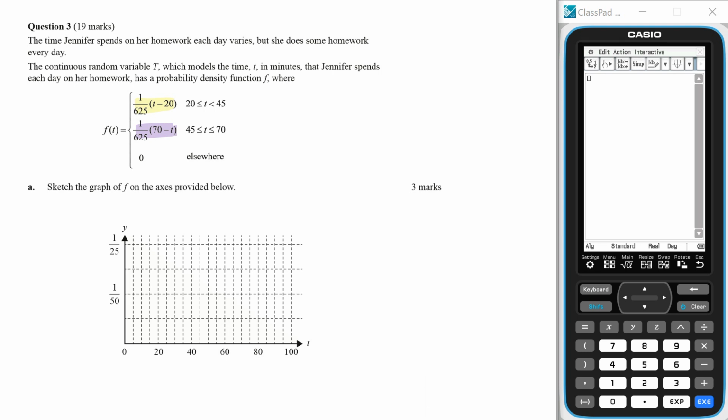Just a side note, the Casio ClassPad has limitations when it comes to finding the area under the graph of a hybrid function. And since the probability of t is going to be the area under the graph, it will be better to define f of t as separate functions. And so to make it easier, I'll call these two functions f of x and g of x.